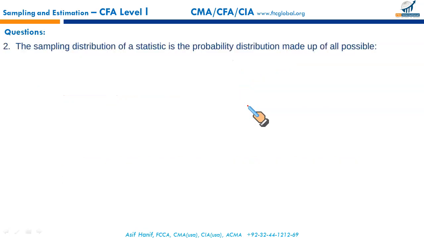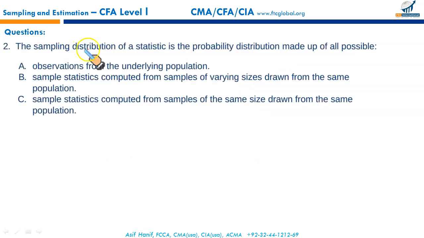All right, next. The sampling distribution, the distribution drawn from many sample means or sample statistics. A sampling distribution of a statistic is the probability distribution made up of all possible what? All possible observations from the underlying population. That's the samples, not the sampling distribution. Wrong.